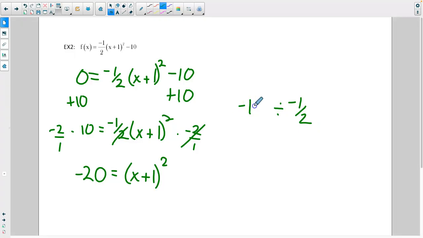But if I got negative 10 here, what do you do with fractions? You keep, change, flip. So this would be negative 10 times negative 2. So I'm going to erase that.